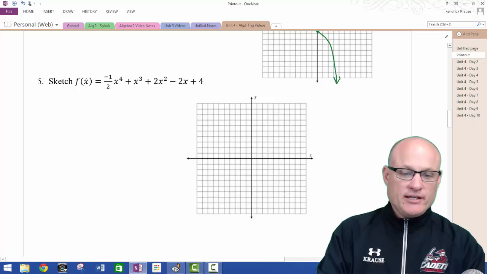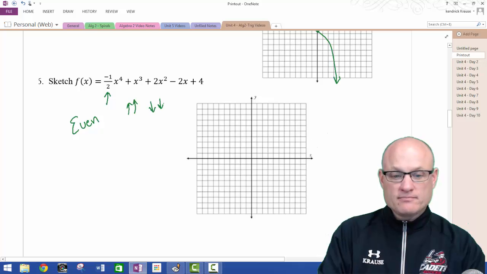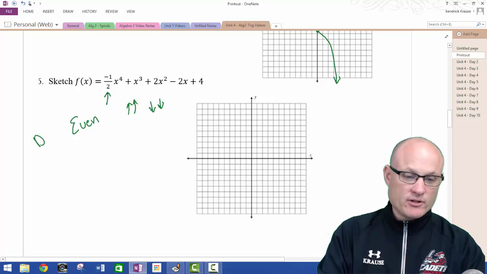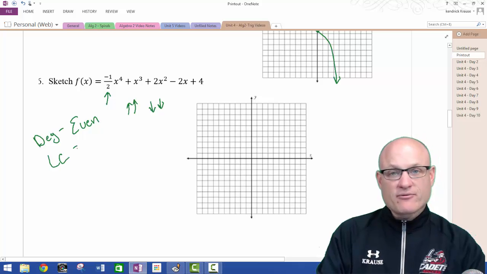Oh, you know, I tried to throw you off here. I put a fraction. It's no big deal. It's an even function. That means they're both going to go up or both going to go down. So, excuse me, the degree is even. My leading coefficient, I don't care that it's a fraction. I don't care if it's a fraction. What I care about is whether or not it's positive or negative. In this case, it's negative.